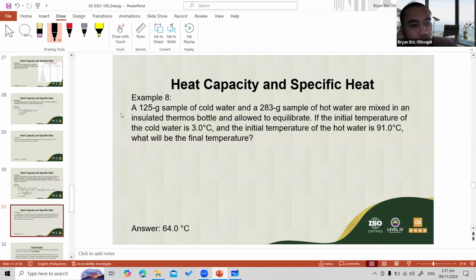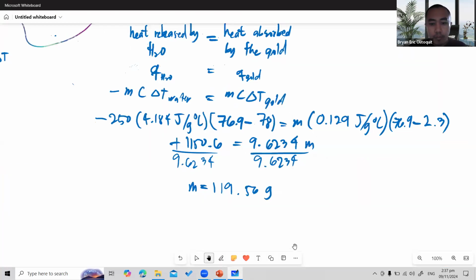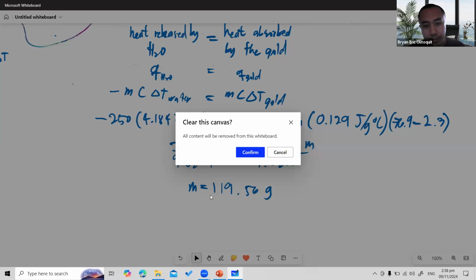Another problem. A 125 gram sample of cold water and 283 gram sample of hot water are mixed in an insulated thermos bottle and allowed to equilibrate. If the initial temperature of the cold water is 3 degrees Celsius and the initial temperature of the hot water is 91 degrees Celsius, what will be the final temperature? So ito naman, pareho tubig yung pinag-uusapan natin.